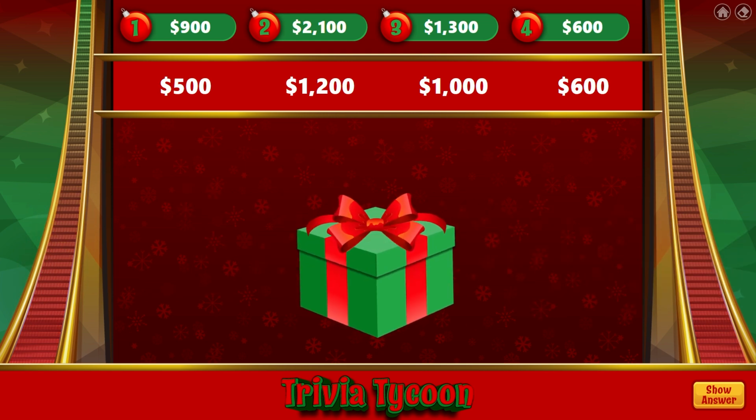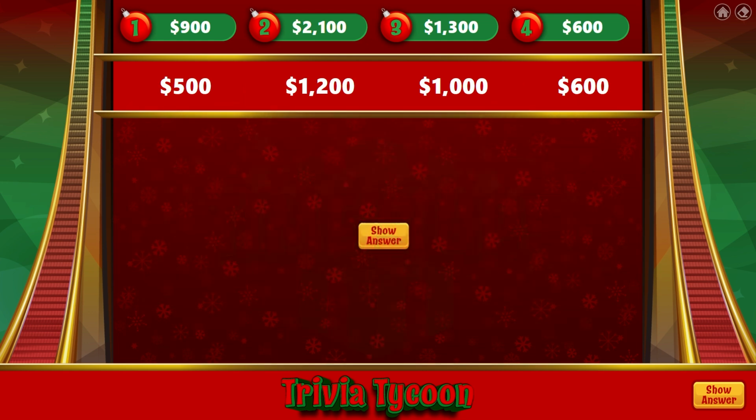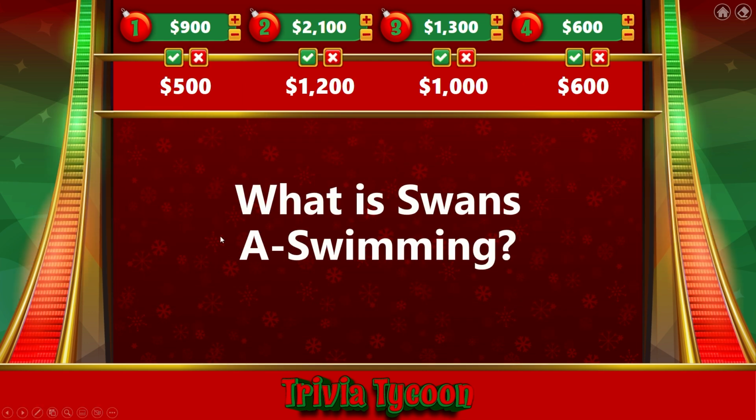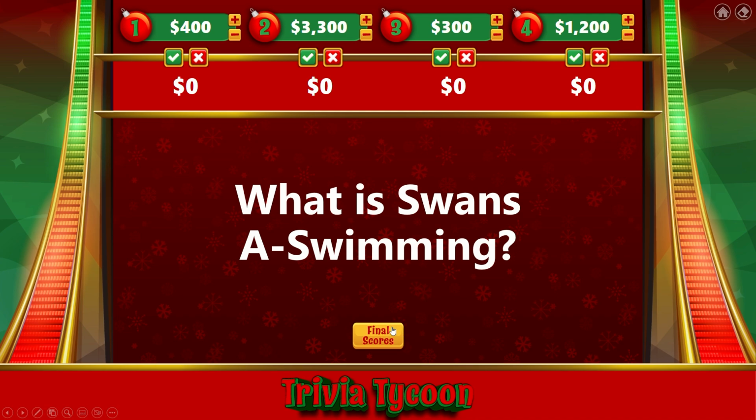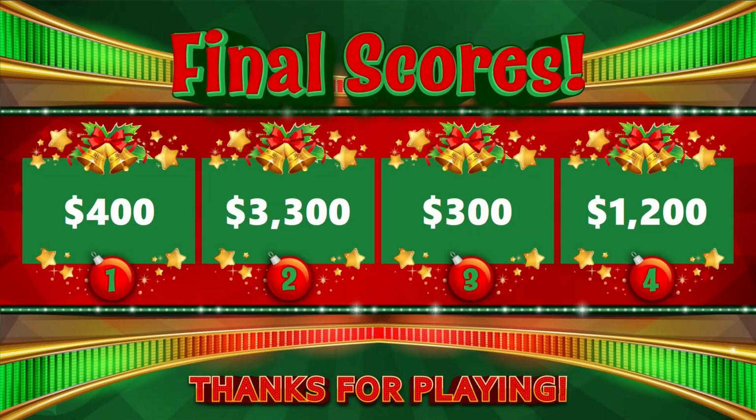Once the time runs out, check each player's answer and click on Correct if they got it or Wrong if they didn't, and the amount they bet will be added or subtracted from their score. Once you've checked all the players' answers, click Final Scores to see who is crowned the Trivia Tycoon.